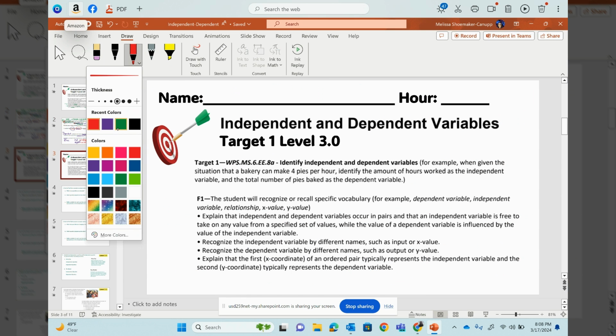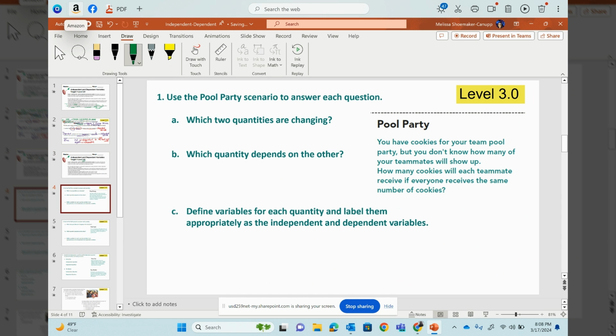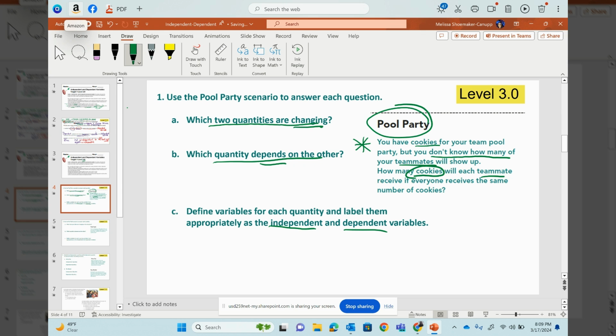I'm going to keep moving and go on to our level 3. Now, our level 3 is being able to take an example here and figure out what two quantities are changing and then what quantity depends on the other. And this will help us decide what's independent and dependent. So let's read this first scenario. You have cookies for your team pool party, but you don't know how many of your teammates will show up. How many cookies will each teammate receive if everyone receives the same number of cookies?